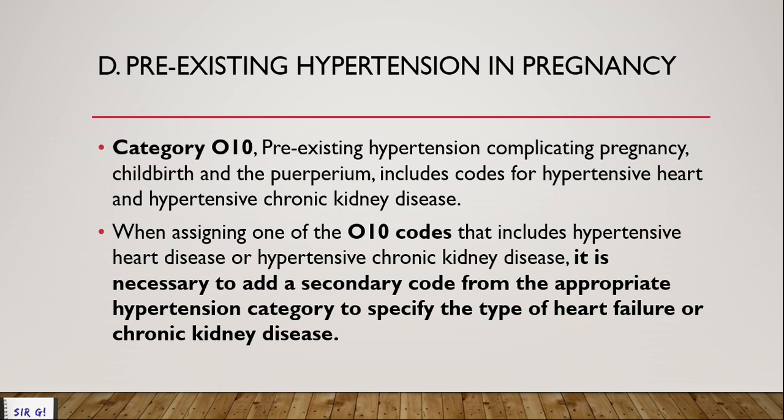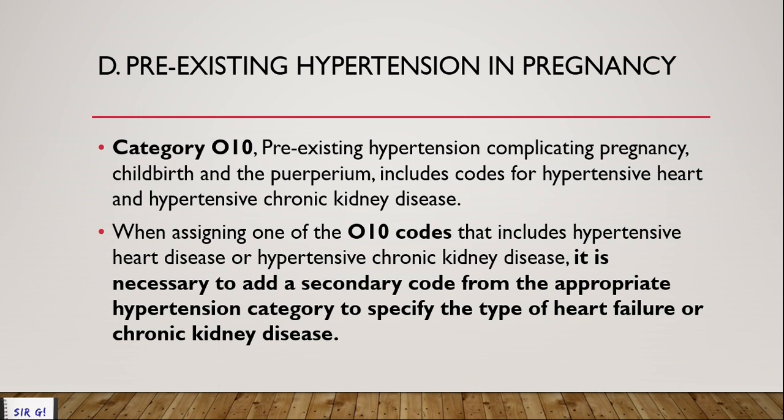The guideline with your hypertension is still the same as in your chapter 9, just that you need to add O10 first as your first listed code. Put a note there: O10 should always be a first listed code if the patient has a pre-existing hypertension before the patient gets pregnant. Okay, so pre-existing hypertension complicating pregnancy, childbirth, and puerperium includes codes for hypertensive heart and hypertensive chronic kidney disease.